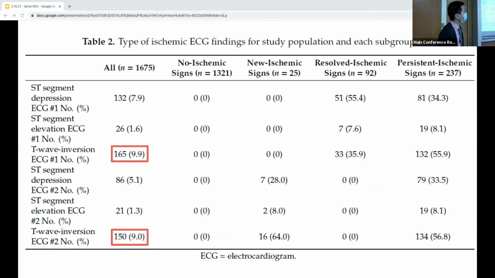And what they ended up finding, not surprisingly, is that the most common findings were seen in the persistent ischemic group, as you can see all the way on the right-hand side, but also the most common finding is just T-wave inversions. So again, not super specific for anything, but this is the most common finding that they had.